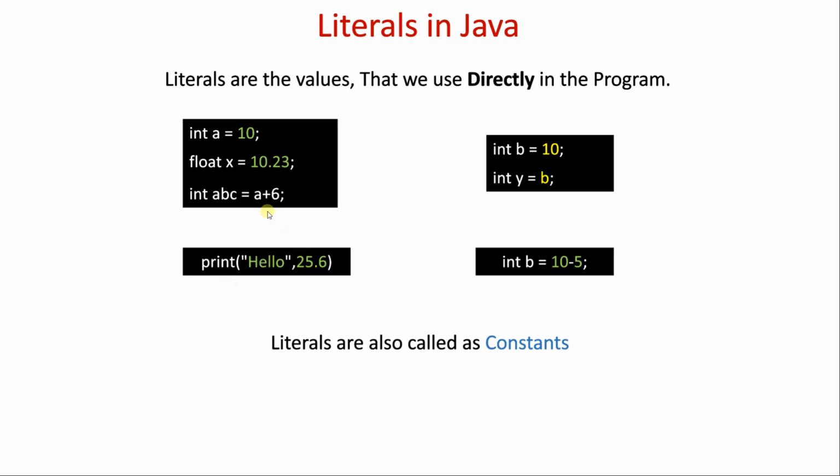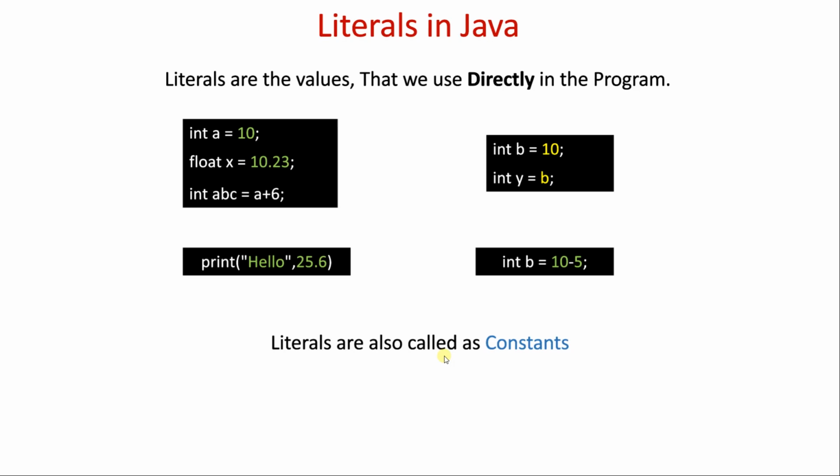For example, here in this expression I am using a variable with literal 6. In present time, since a is 10, abc can contain 16, and if in the middle we change the a value to 20, then it will become 26. This variable might change during the execution of the program, but this literal does not change because it is the direct value and hence cannot be changed during the execution of the program. And hence literals are also called constants.